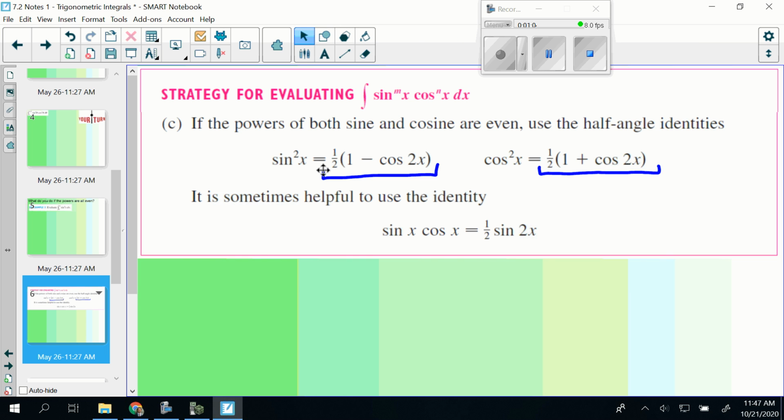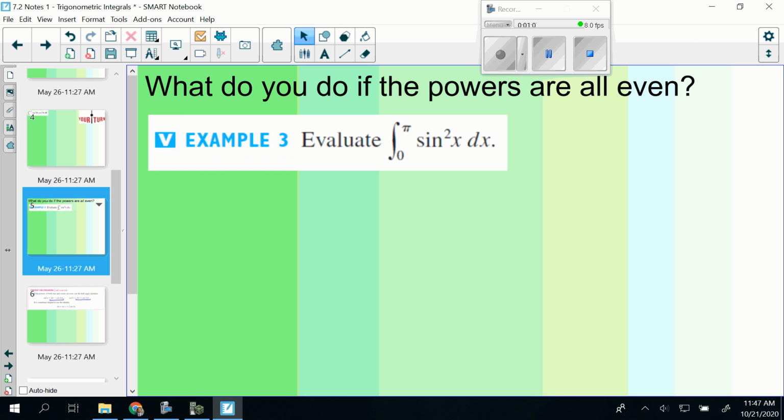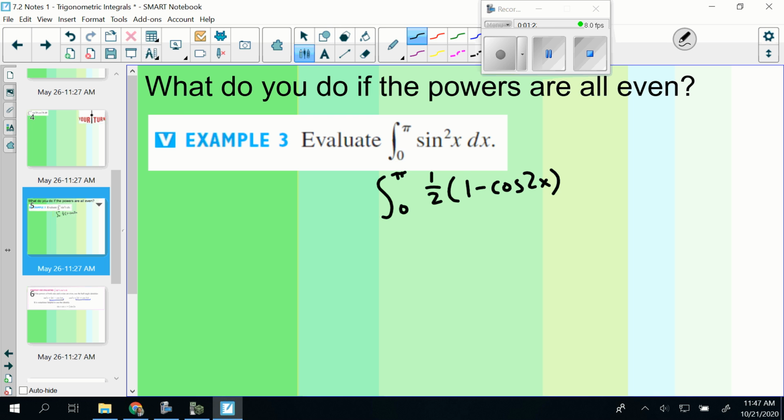All right, so let's go back and look at that one, see if we can solve it. So sine squared, what we know that's equal to is equivalent to 1/2 times 1 minus cosine 2x. That half is just a constant, so if we want to pull it out, we can. Now let's try to figure out what the antiderivative of this remaining stuff is.